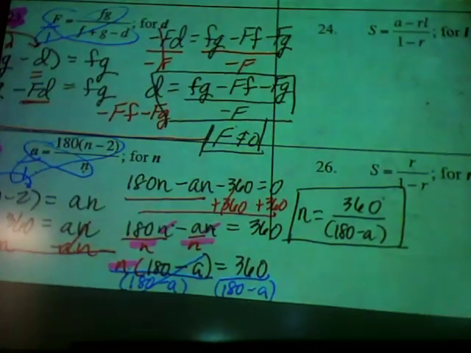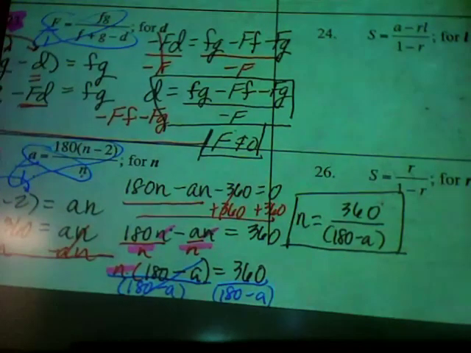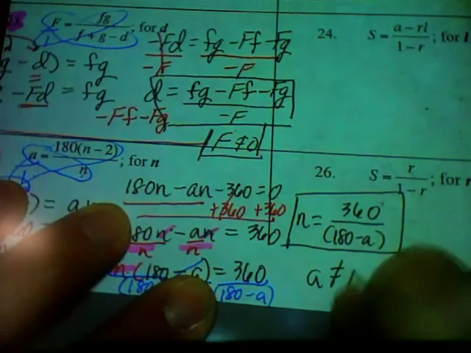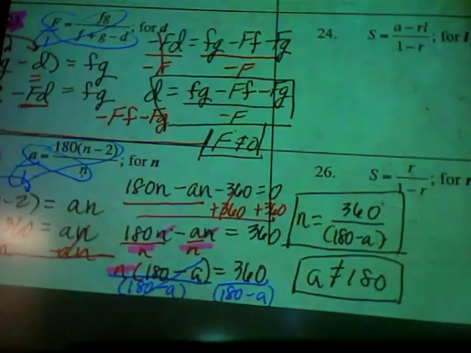Now, is there a restriction? Do you have a variable in the denominator? Yes. Logically think about this. 180 minus what value will create 0? So A cannot equal what? 180. And if you set this equal to 0 and added A, wouldn't you get A? 180 cannot equal A.